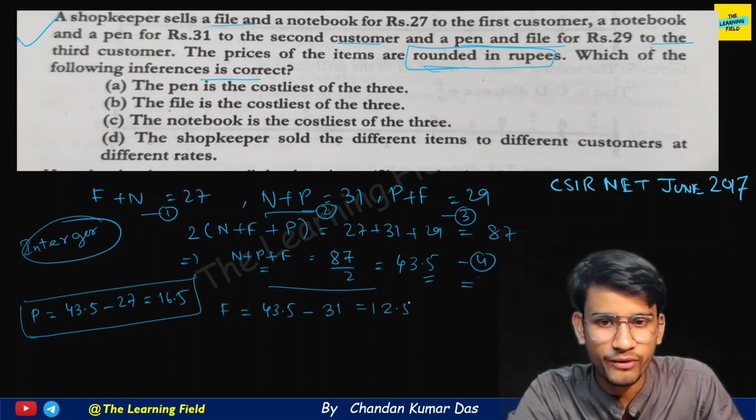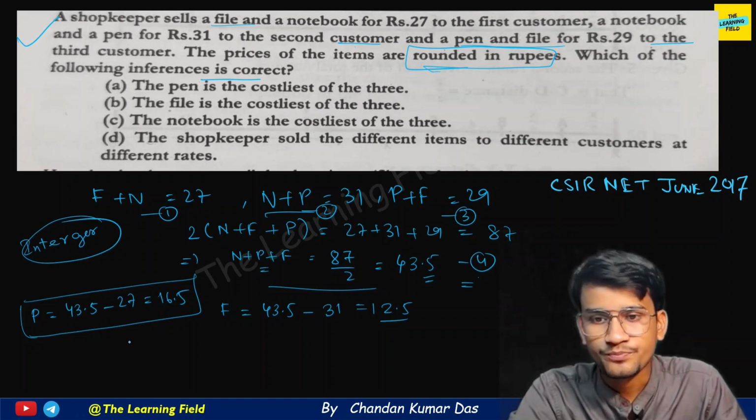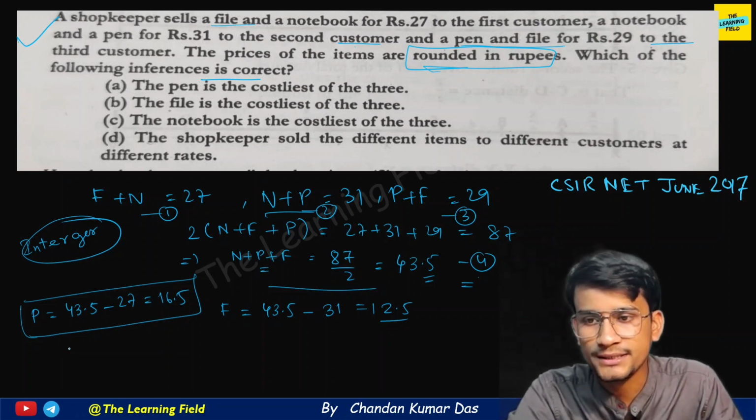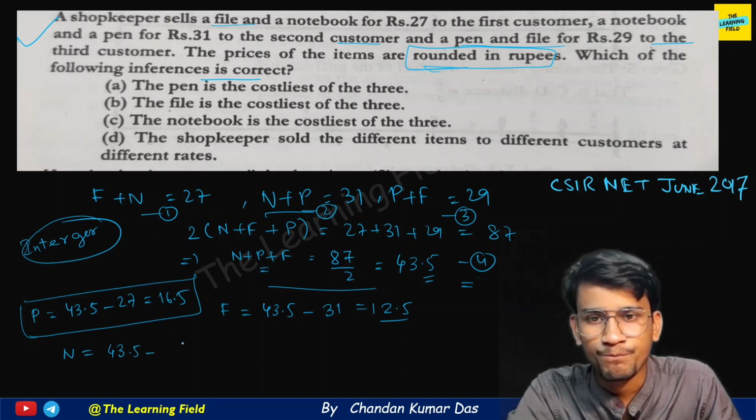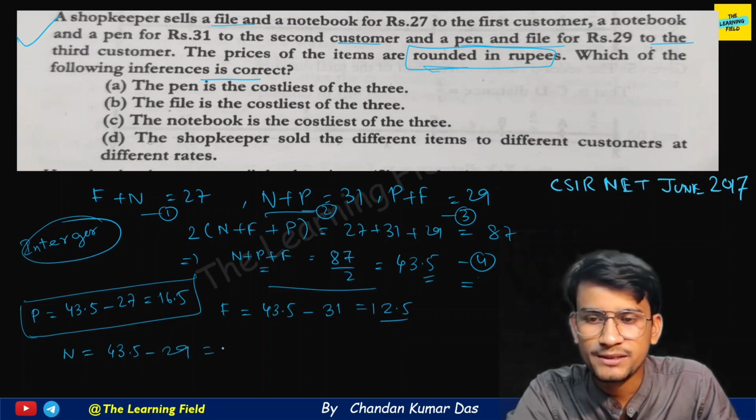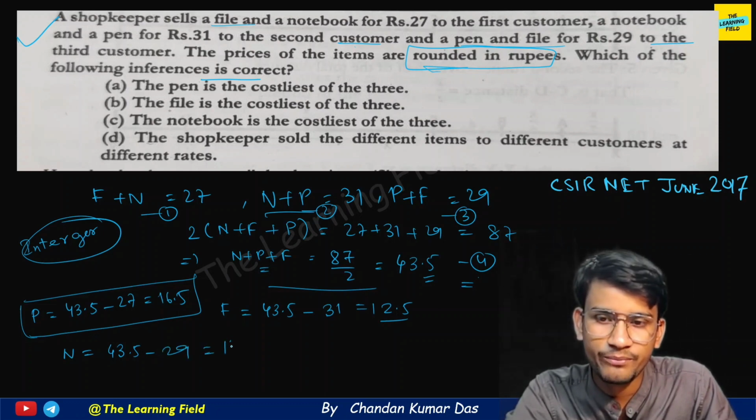Yeah, 12.5. Okay, now we subtract equation 3 from equation 4, then we get the price of one notebook, which is equal to 43.5 minus 29. That means this gives 14.5.